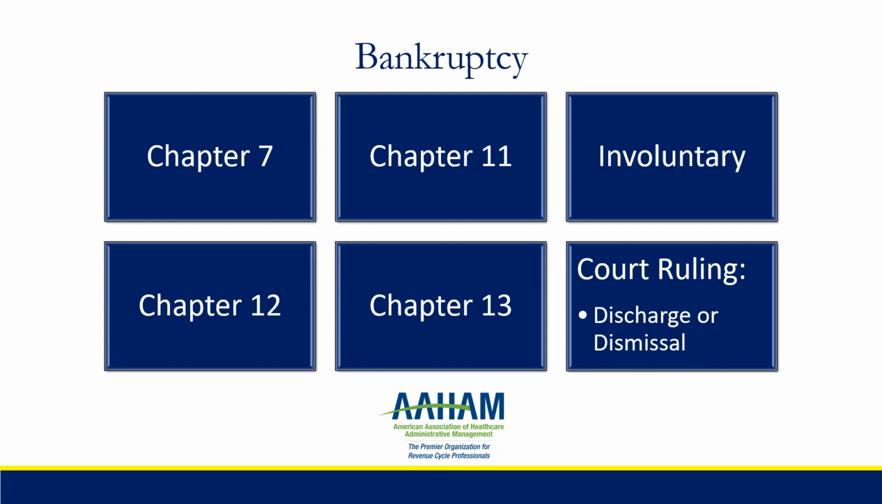This is typically done when the debtor fails to follow through on the filing process, fails to provide requested documentation, and fails to pay the attorney. Once the bankruptcy is dismissed, a creditor can bill the debtor directly, refer the account to a collection agency, or pursue litigation.